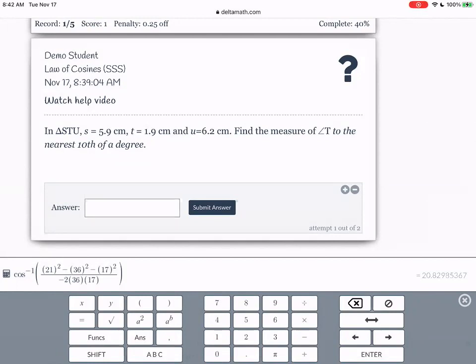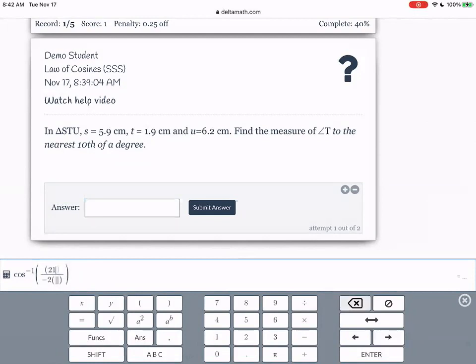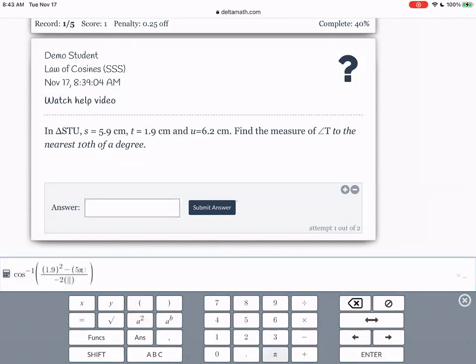So much to type, sorry. Okay. 1.9 squared minus 5.9 squared minus 6.2 squared all over -2 times 5.9 times 6.2.